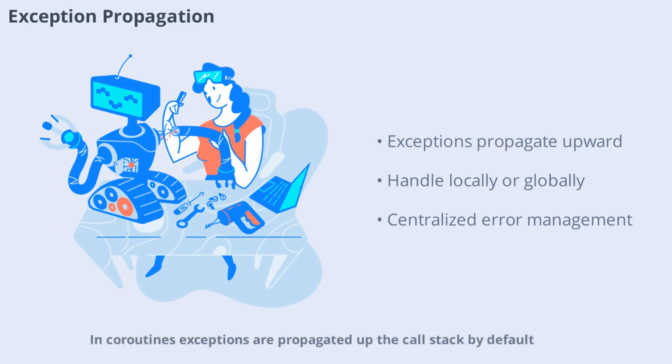In coroutines, exceptions are propagated up the call stack by default. If an exception occurs, it will be passed to the parent coroutine or scope. You can handle exceptions locally with try-catch or set a global handler for centralized error management.